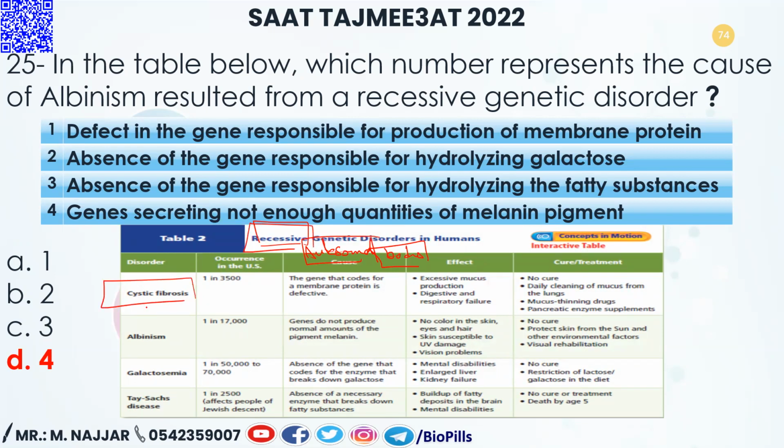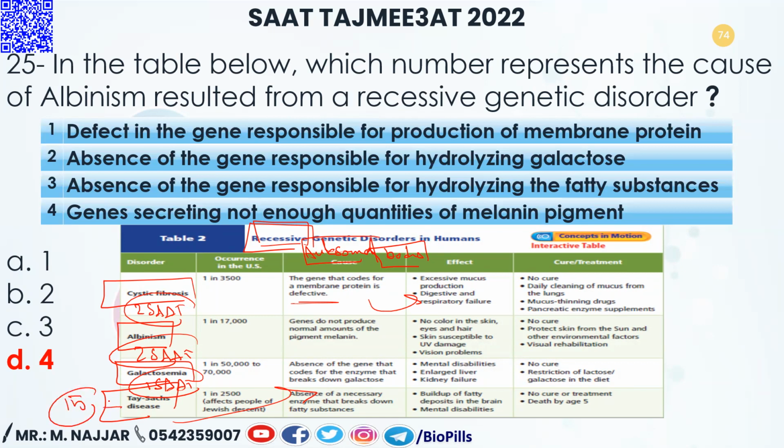Cystic fibrosis came 2 questions before, and of course, the gene that codes for the membrane protein is deactivated. Albinism came before in 1 question, and this is the 2nd question that shows up. Galactosemia came in 1 SAAT question. Tay-Sachs disease came in 3 questions, 2 asking about the cause and effect, and 1 asking for the chromosome carrying the defective gene, which is chromosome number 15. So watch out, 3 questions came here. So this is an important diagram.